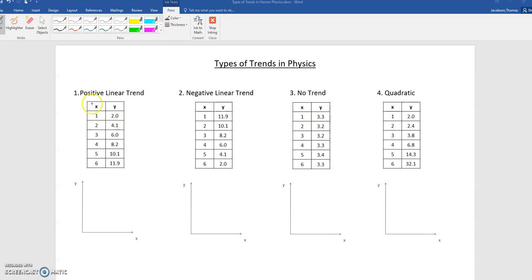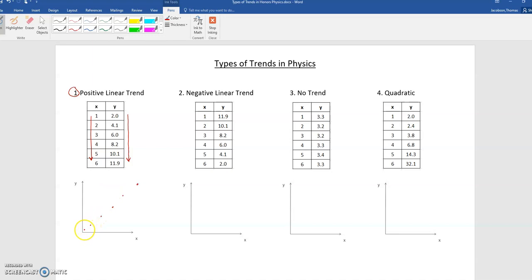What that means is as one variable goes up, as you can see here in number 1, as x goes up by 1s, the variable y also increases, but they increase linearly, meaning that as x increases by 1 each time, y increases by about 2 each time. And when you graph that, either by hand or on graphing software like Graphical Analysis, you'll end up seeing points that look like this on your graph.